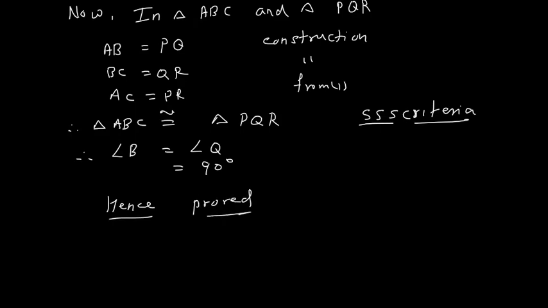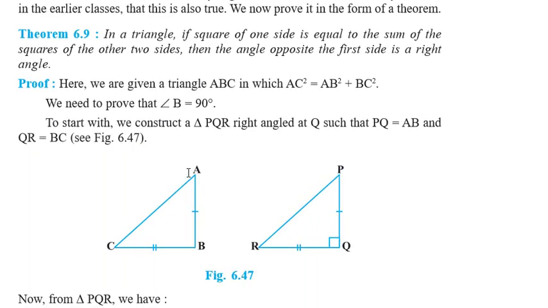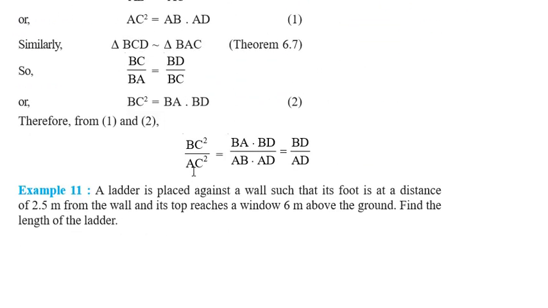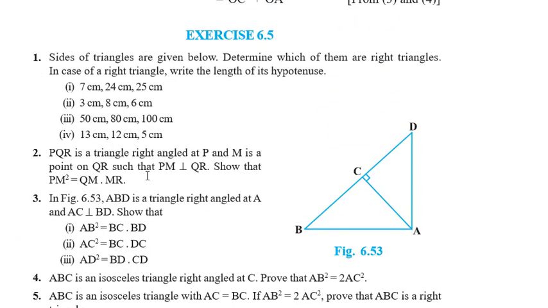So you understand how to prove Pythagoras theorem and how to prove the converse of Pythagoras theorem. Now let us solve exercise problems. So let us move to exercise 6.5. You can refer to the theorem which is proved in the textbook. You can also see the various examples solved here. Okay, then you can start solving these problems.